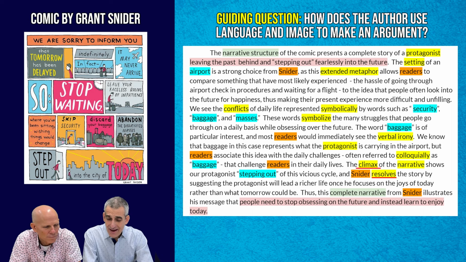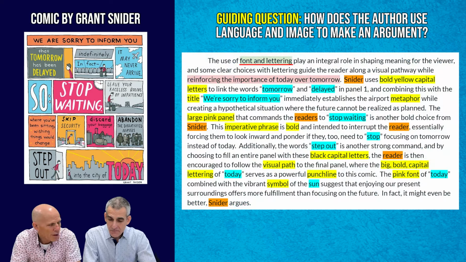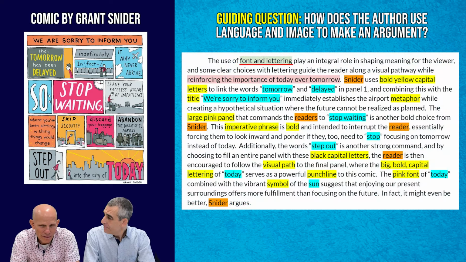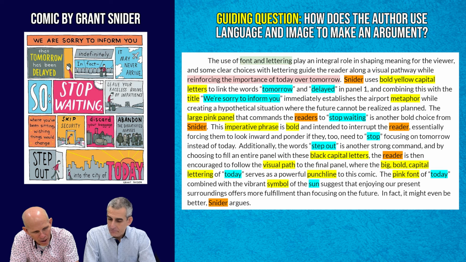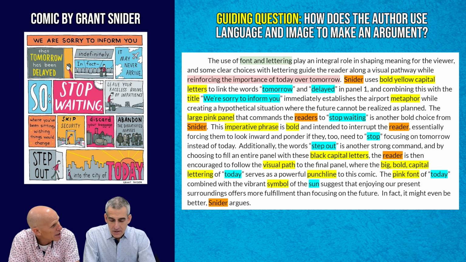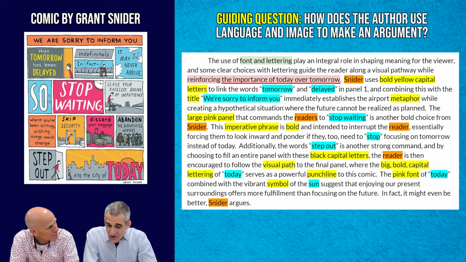So it looks like the strategy for this first paragraph was to go through the plot line while integrating other authorial choices. Where are they moving to in the next paragraph, Mr. Giles? Now we're going to talk about font and lettering, which is, again, a part of that idea of the image and language, but really thinking more carefully about the language that's being used. But still linking to that rich idea, the importance of today over tomorrow. So they have a new aspect they want to explore, but they still have the rich idea.